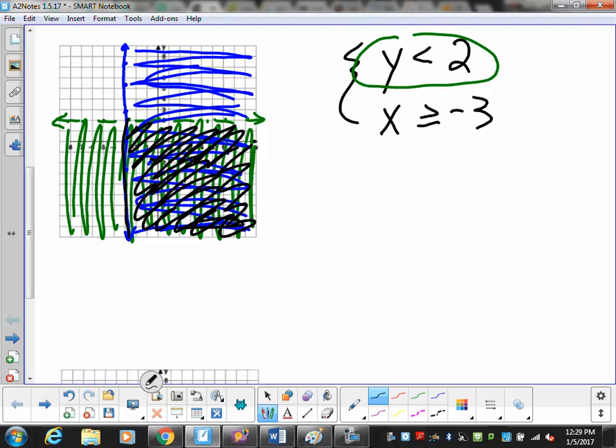Other questions about this one? If you're given a problem that asks you if the point 4,2 is a solution to the system, the way you do that is you go and find that point. So the point 4,2 would be 1, 2, 3, 4, up 2, would be right there. Because that's on that green line, it is not part of the solution. So if a problem asks, is 4,2 a solution to this system? The answer would be no, it is not. So I'll put not a solution.